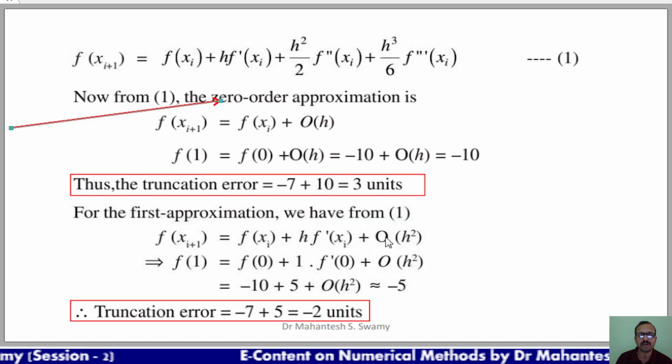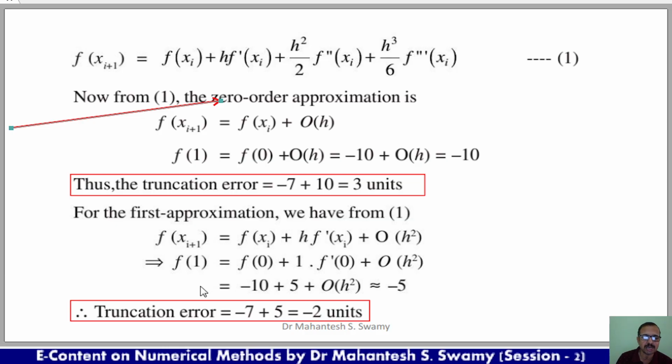Now you please calculate this. F of xi plus 1 is nothing but f of 1. F of xi is 0. H is 1. F dash of xi is nothing but f dash of 0. So order of h square keep as it is. This gives us the error. So f of 1 is minus 7. This I have to write here, minus 7. Minus 10 is the value for this. And what is f dash of 0? That is 5. 5 into 1 is 5 plus this as it is. So minus 10 plus 5 is minus 5. You take this minus 5 to this side, it becomes plus 5.